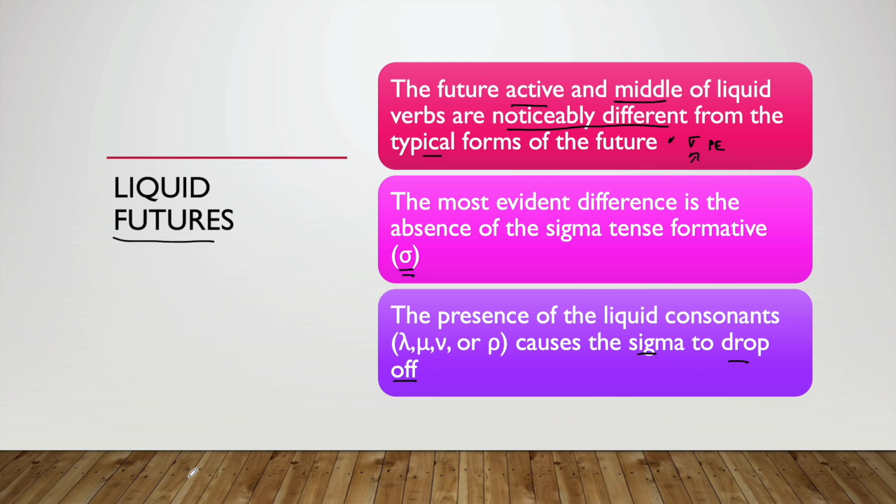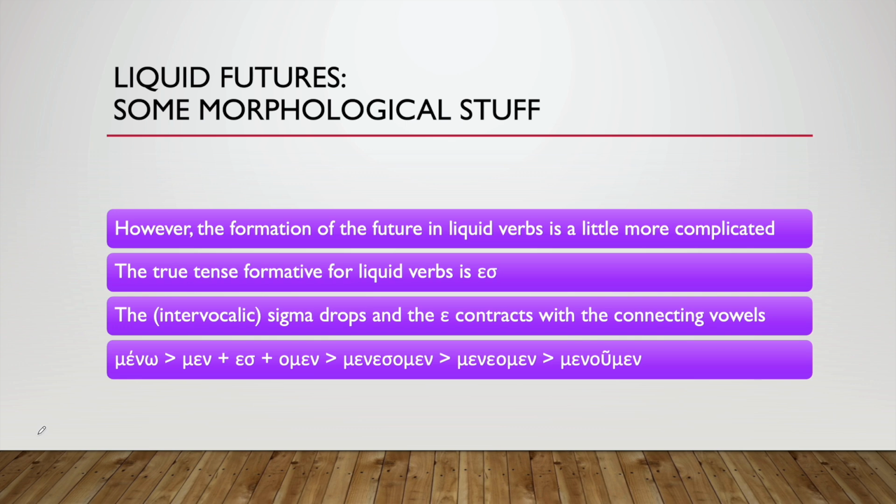But more stuff happens than just the sigma dropping off. It's a little more complicated than that. As I said on this slide, it's a little more complicated than that simple explanation. The true tense formative for the future of liquid verbs is epsilon sigma. So this intervocalic sigma: you have the verb stem, you have the tense formative, and then you have the connecting vowel, which is an epsilon or an omicron, and then you have the personal endings.